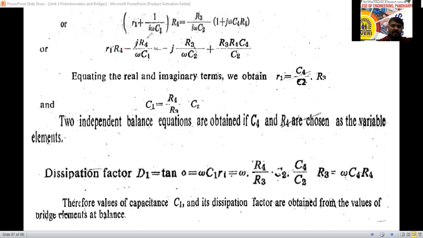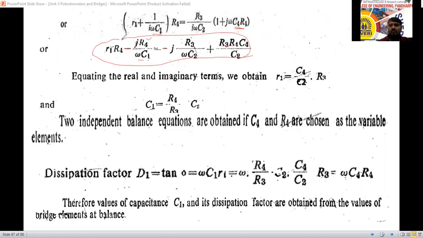R4 is multiplied, R4 has come here, and omega C1 is as it is. On the equal side, they have written 1 by j also, so in place of 1 by j, minus j is written. Next, R3 omega C2 as it is, multiplied with the complete term, this is R3 omega C2, and here j divided by j gets cancelled, omega will also get cancelled. So C4 R4 and R3 C4 R4 divided by C2 is the left term. This equation is left here.